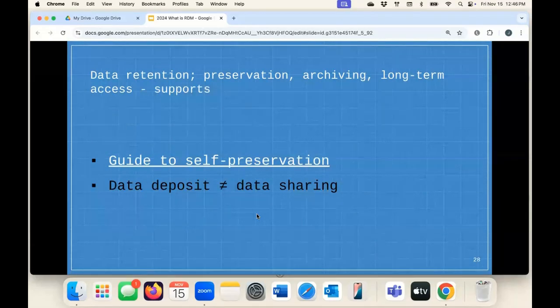We do have a guide to self-preservation. It was developed by my colleague, Natalie Vielfer, who's super great at this kind of work. And I do want to mention that when I'm talking about data deposit, it doesn't necessarily correlate to data sharing. And so that kind of harkens back to that tri-agency requirement, where we're talking about everybody being required to deposit their data. It doesn't necessarily mean sharing.